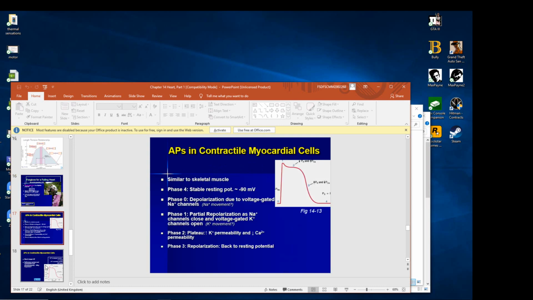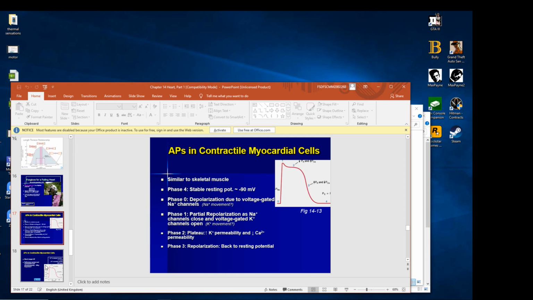Now the action potential. Well, there is a unique type of action potential in contractile myocardial cells. Now we should be knowing about it in detail. And it is quite similar to skeletal muscle. You can see that different phases of the graph are there.